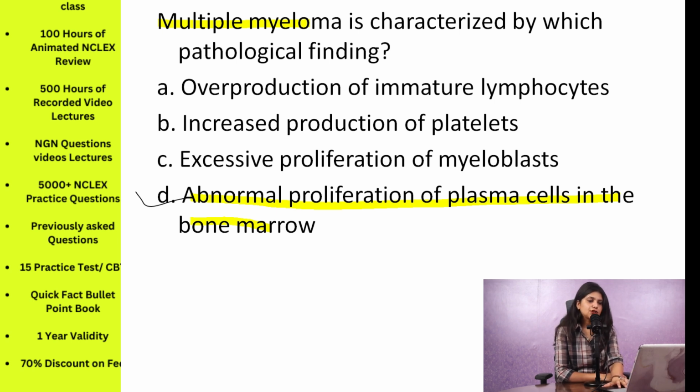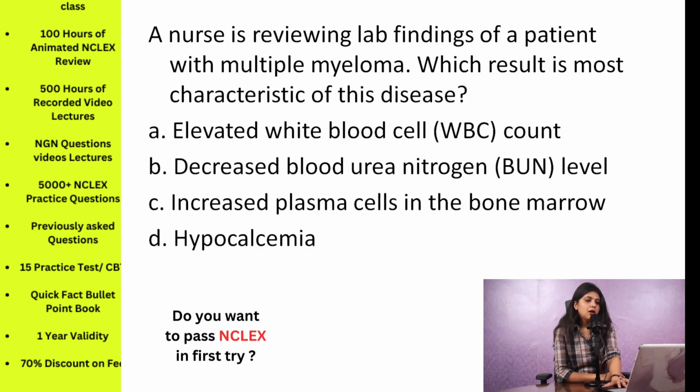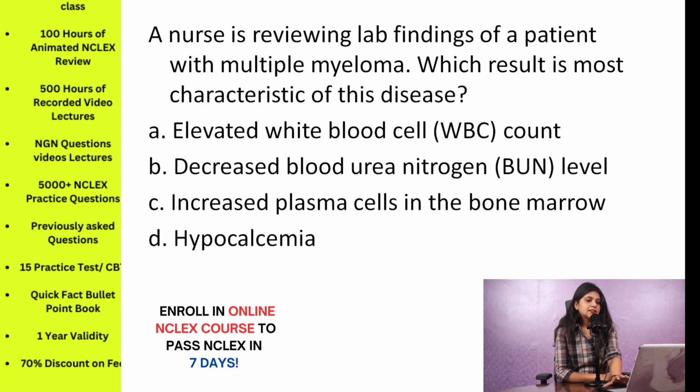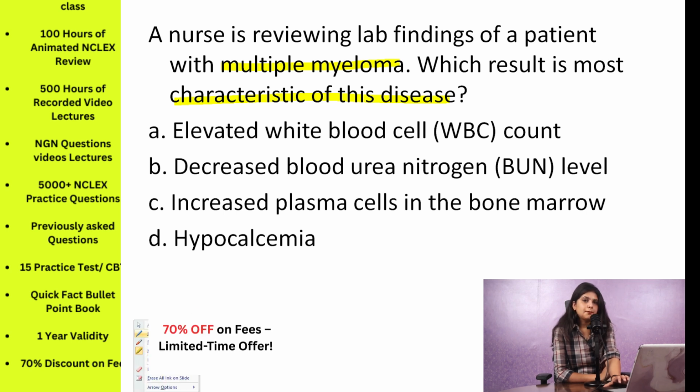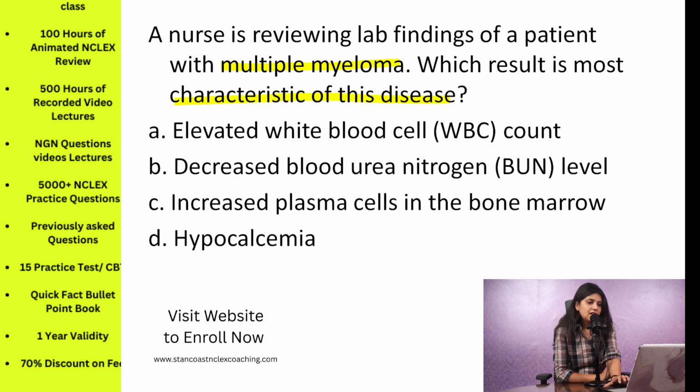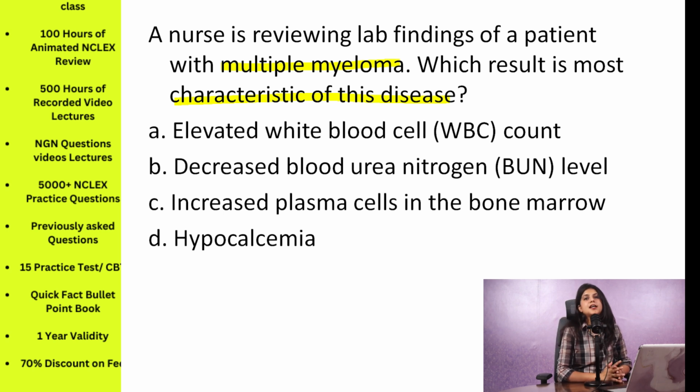Let's tackle another question. A nurse is reviewing lab findings of a patient with multiple myeloma. Which result is most characteristic of this disease? A. Elevated white blood cell, WBC count. B. Decreased blood urea nitrogen, BUN level. C. Increased plasma cells in the bone marrow. D. Hypocalcemia.